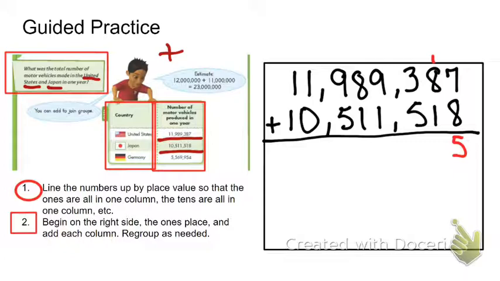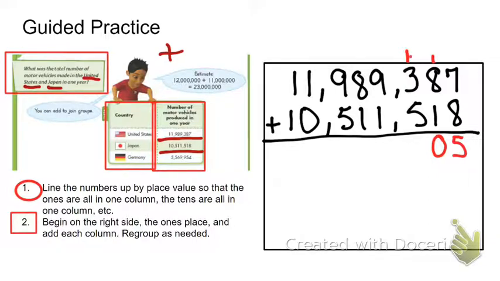Now I'm going to continue by moving a column to the left. I need to add the digits that are in the tens column, and I have to be sure that I get the 1 that I regrouped or that I carried. So that means I'm going to do 1 plus 8 plus 1 more. 1 and 8 gives me 9, and 1 more gives me 10. Again, I can't put a 10. I can only put one digit, so I'm going to put the 0 and carry the 1 to the next place value. I'm going to continue adding each column until I finish the problem.